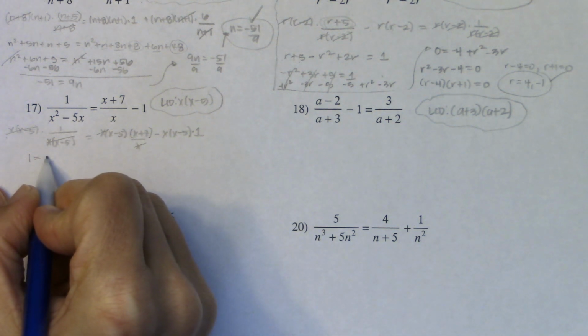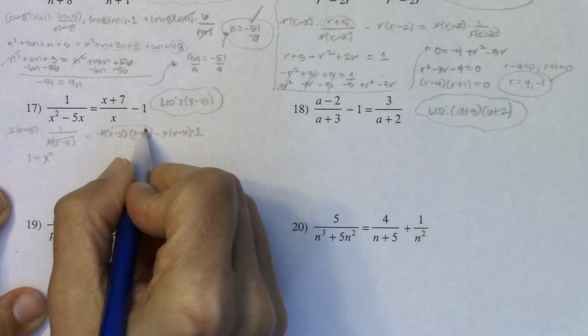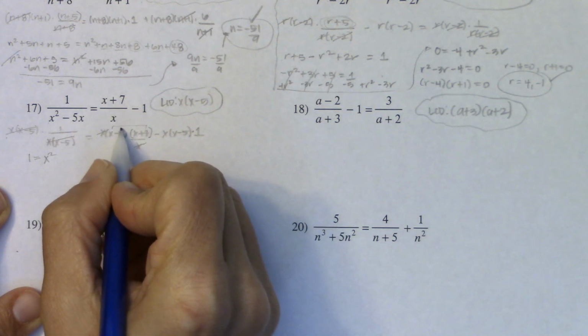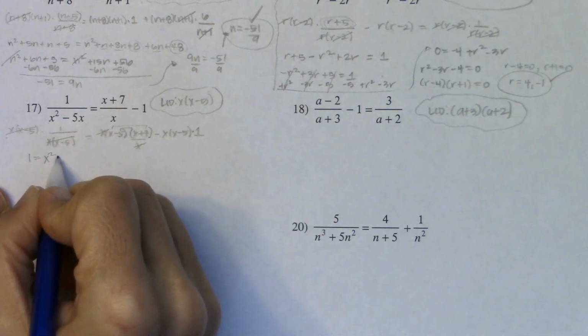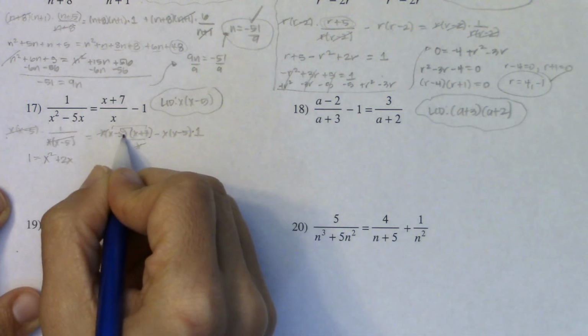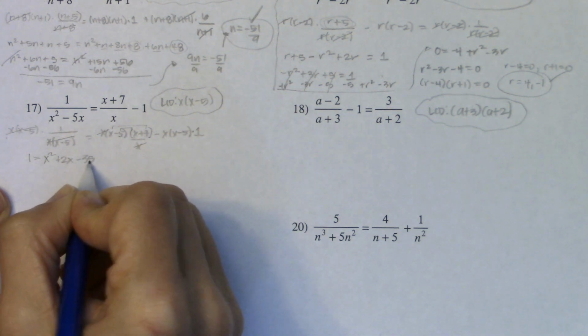So this is going to be, first is x squared. Outer is going to be 7x, positive 7x. Inner is going to be minus 5x. Positive 7 minus 5 is positive 2x. And then last is negative 5 times positive 7, which is negative 35.